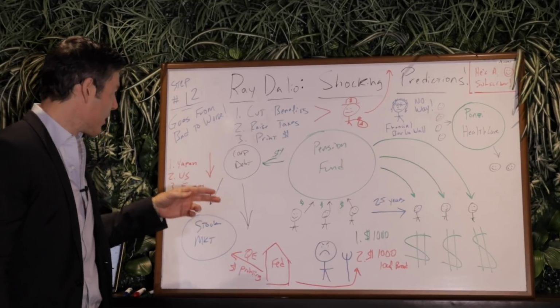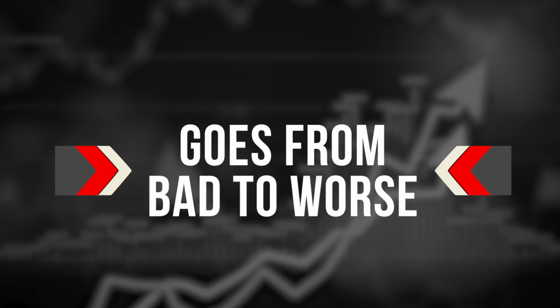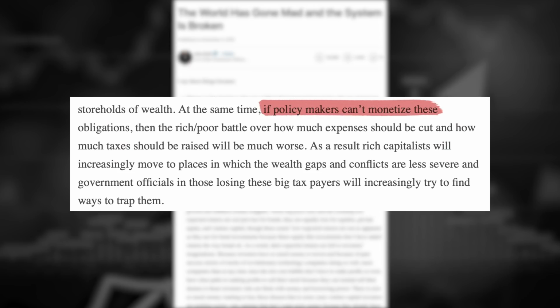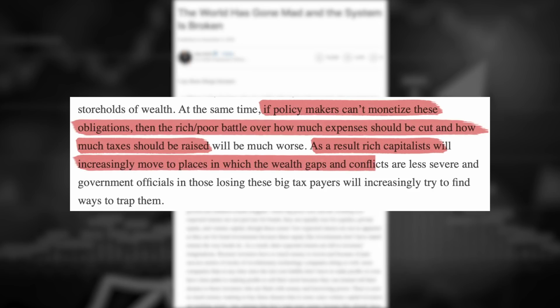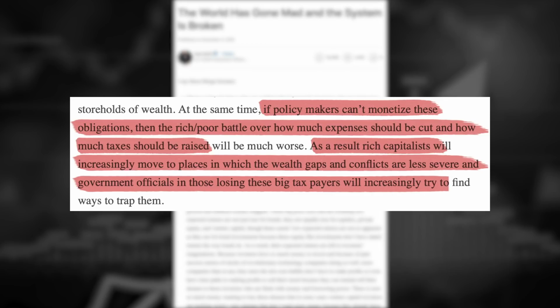Step number 12, it goes from really bad to a whole hell of a lot worse. If policymakers can't monetize these obligations, then the rich and poor battle over how much expenses should be cut or how much taxes should be raised. As a result, the rich will increasingly move to places in which the wealth gaps and conflicts are less severe. At the same time, these government officials losing the big taxpayers will increasingly try to find ways to trap them.